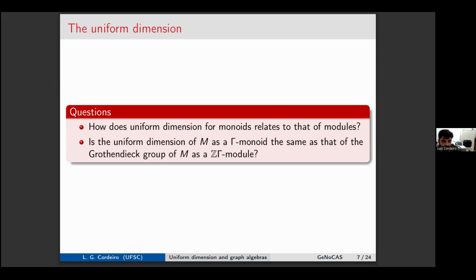So there are, of course, some questions, right? How does uniform dimension for gamma monoids, even with a trivial group action, relate to the original definition of uniform dimension for rings or for modules? In the second item, a possibility for the relation is: is the uniform dimension of M seen as a gamma monoid the same as that of the Grothendieck group of M seen as a module over the universal ring generated by the group gamma? Okay, that's something that we have not worked on.